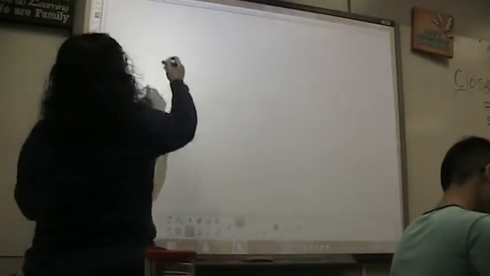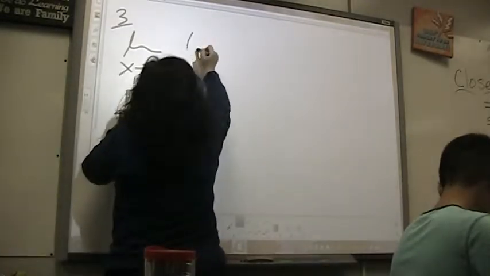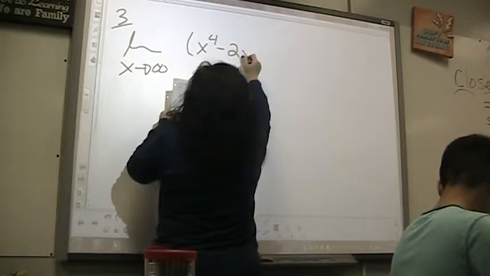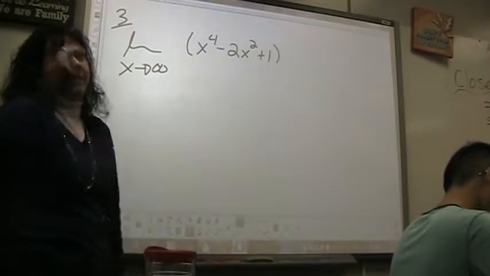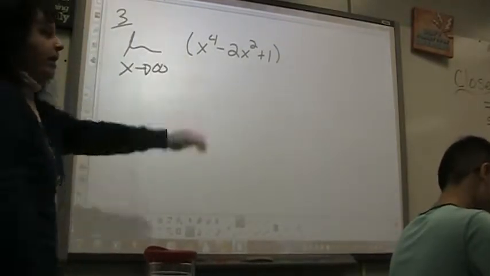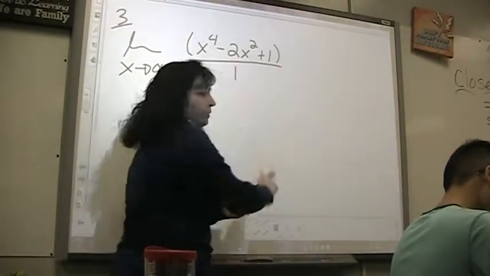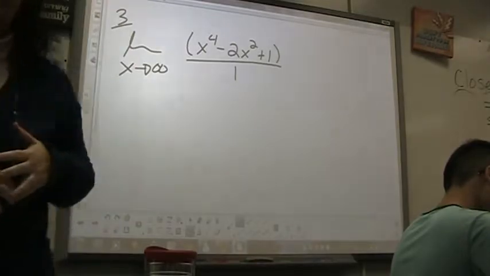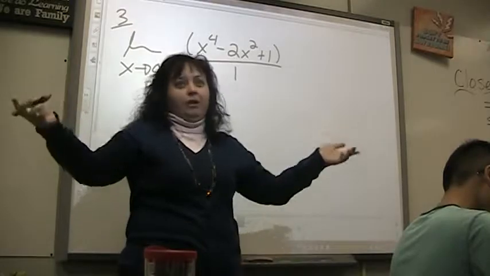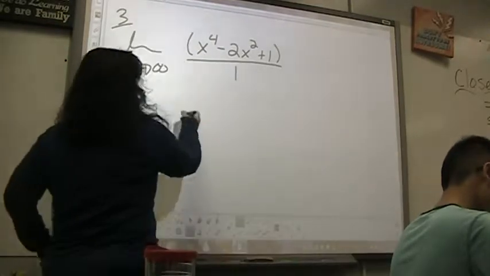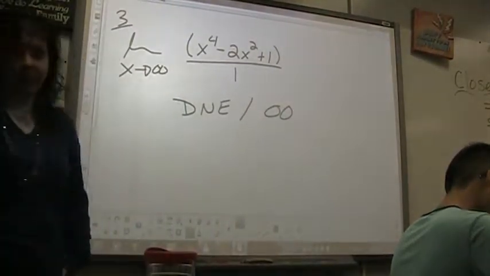Okay, number 3. I don't think I've ever seen such a wide range of answers. How many of y'all freaked out because there was not a fraction? If you're dying for a fraction, can I do this? What's the degree on top? 4. Do I have a degree on bottom? No, so the degree is definitely bigger on top. So the answer is either does not exist or infinity.